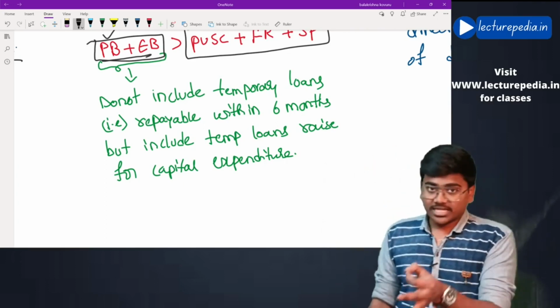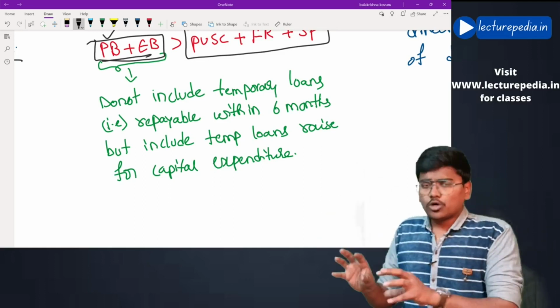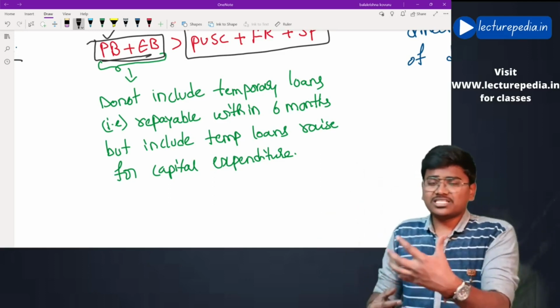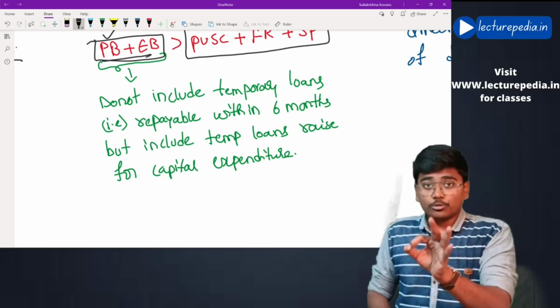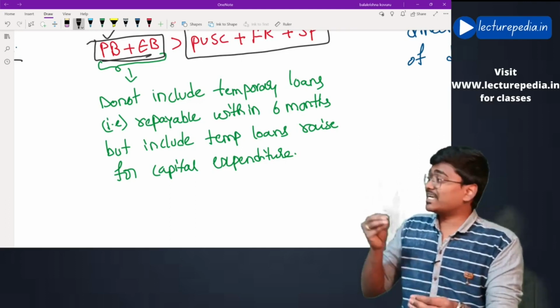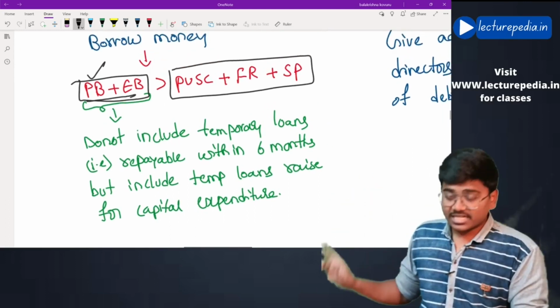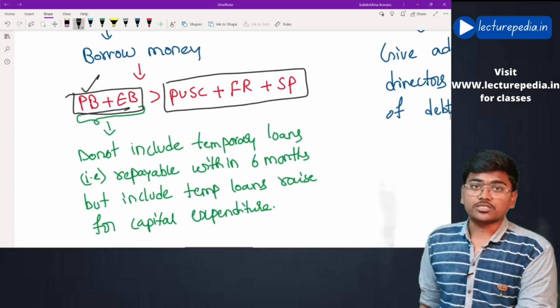Okay, you have taken borrowings for incurring some capital expenditure and you will be repaying such borrowings within 6 months. Even though you will be repaying such borrowings within 6 months, since such borrowing was taken for capital expenditure, you have to include it while calculating this proposed borrowings plus existing borrowings. Hope that is clear.